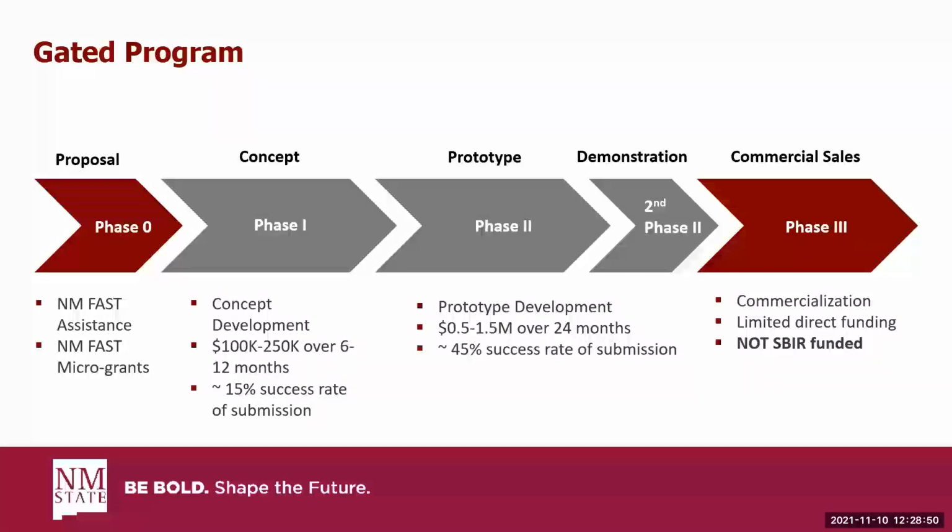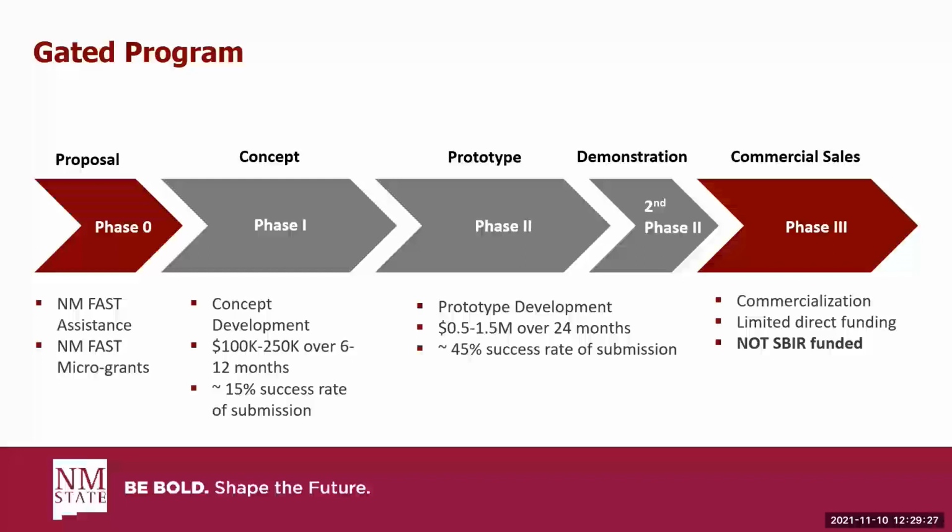The phase 1 is really your concept phase, right? So that's where you're developing that concept, that technology. The levels between 100 and 250K, between 6 to 12 months, usually for that period of performance. And these are very, very competitive programs. So there's about a 15% success rate of submission, which is low. The nice thing though is we like to encourage multiple submissions, because once you kind of get the hang of it, it gets much easier, and then we can help you get that award. So that's why it's great to work with us.